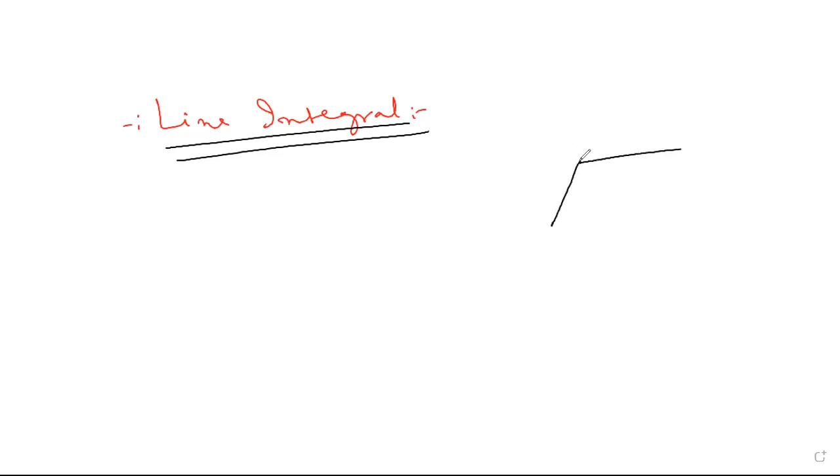Suppose this is our coordinate system x, y and z, and there's a curve in this space from point A to B, right? Now a particle moves from point A to point B along this path.